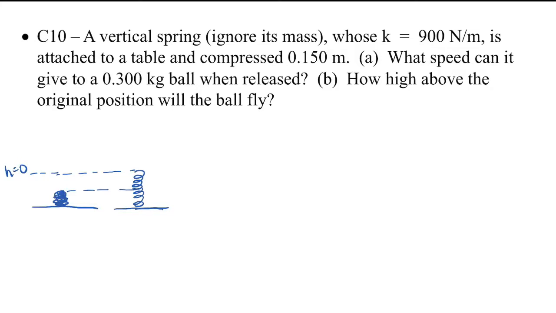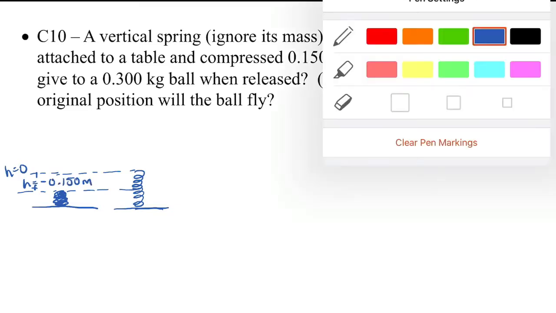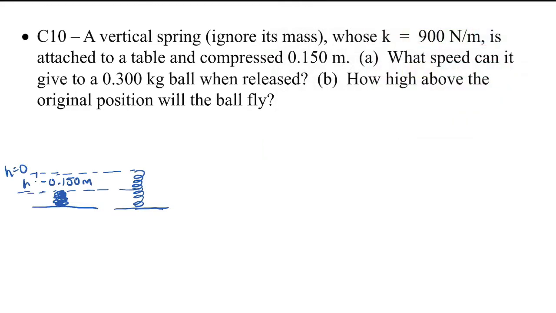Okay, but now we compressed it all the way down to that. So this is 0.150. But since I compressed it, I'm going to say my height here is equal to negative 0.150 meters. Okay, so that's something that's really, really important to look at. That looks like an F, and I didn't mean for it to. So height here is equal to negative 0.150 meters. Okay, so that's something to know about springs.